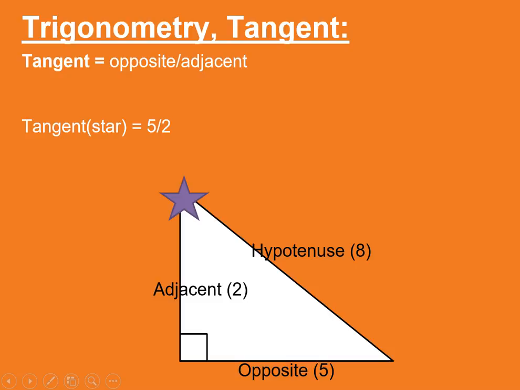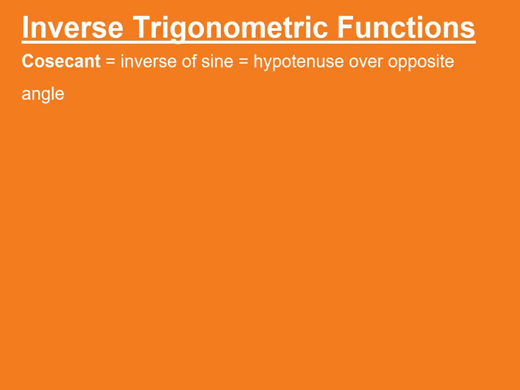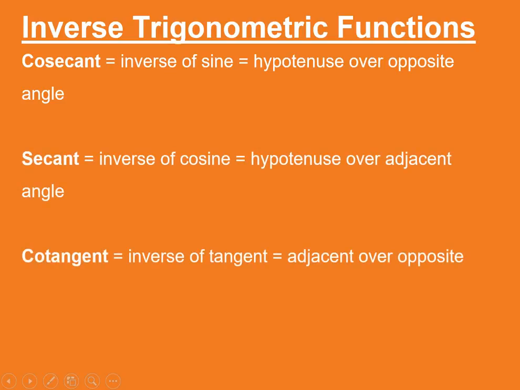That's going to be the majority of what you have to find on the trigonometry. You're also sometimes going to have to do inverse trigonometric functions, but they're pretty easy. By inverse, I essentially just mean that they're flipped upside down. So the cosecant is the inverse of sine. It's going to be your hypotenuse over your opposite. The secant, inverse of cosine, hypotenuse over adjacent. And the cotangent is the inverse of tangent, adjacent over opposite.